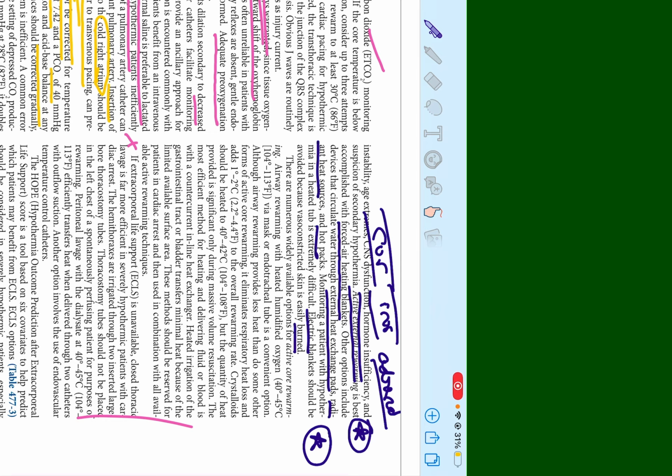You can also do airway rewarming with a mask or ET tube, giving heated humidified oxygen. But it is not much useful. You can give crystalloids. They can be heated to how much? To 40 to 42 degrees Celsius can be given. But it is significant only if you give large amounts, not small amounts. This is also what you have to know.